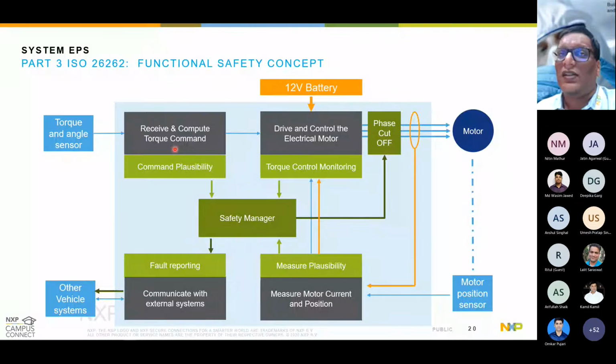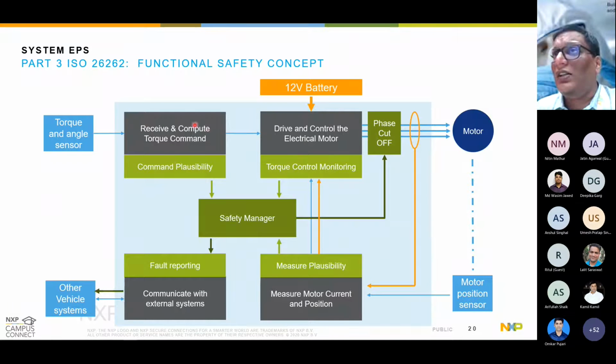By plausibility, what I mean is some kind of check based on past experience. Maybe the sensor will not immediately switch from 0 to 100. If it's giving a 0 reading, then it will not switch to a 100 reading within, say, microseconds. There will be a certain ramp up to that. So those kinds of checks you can perform as part of plausibility checks.